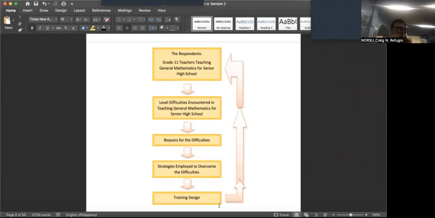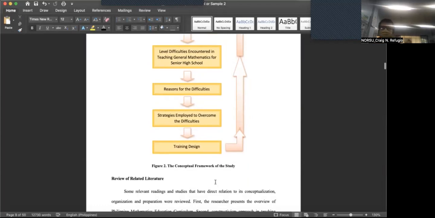All of the ideas presented can be copied, but the design should be modified. Apply creativity, apply innovation when you are going to design your conceptual framework. Do you follow? Yes, sir.